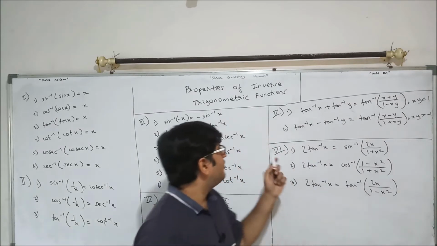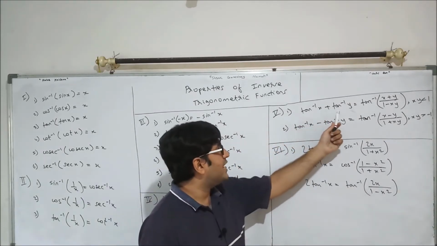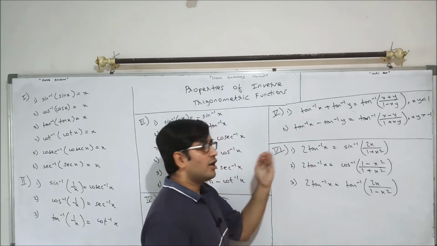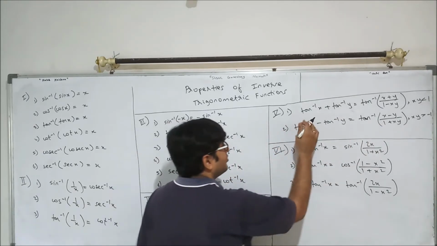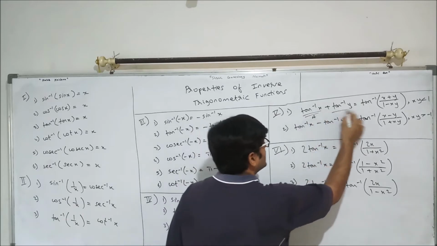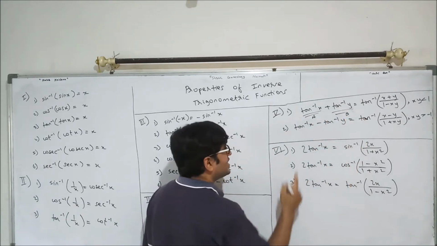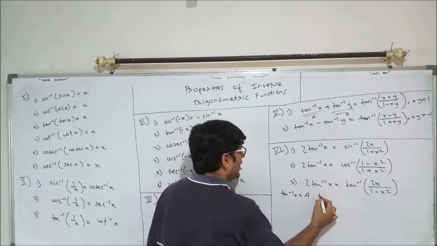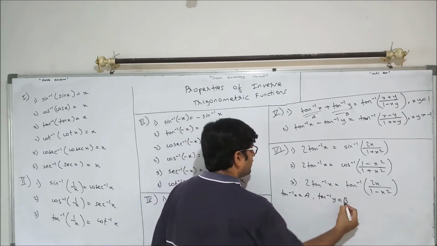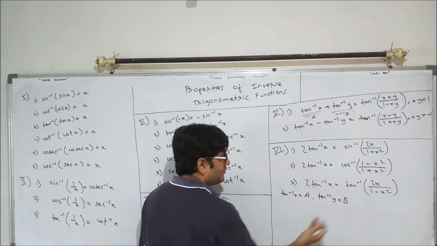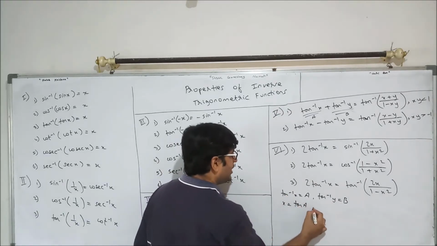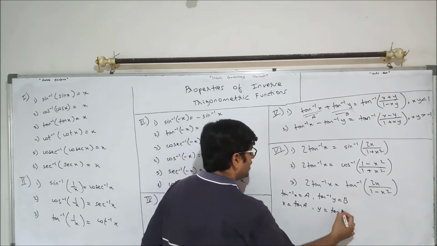Okay, coming to property number 5, we have tan inverse x plus tan inverse y is tan inverse of x plus y upon 1 minus xy. Let us see how this is coming. We start with LHS. Let us say this is A and this is B. So your LHS is now A plus B. So we can say that tan inverse of x is A and tan inverse of y is B. So if this tan inverse goes to the right hand side, it becomes tan. So you can say that x is equal to tan A and y is equal to tan B.